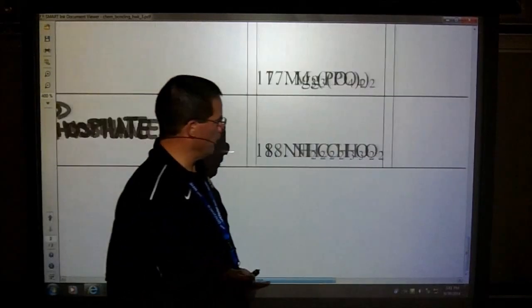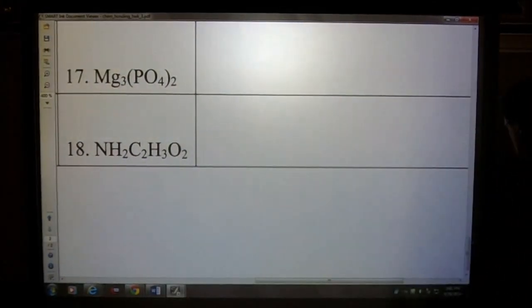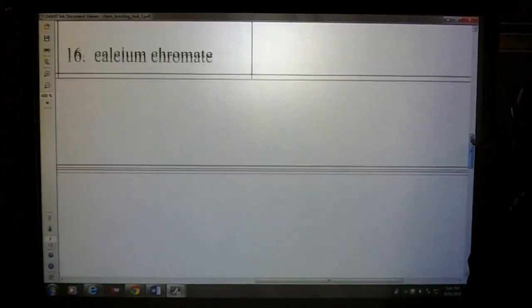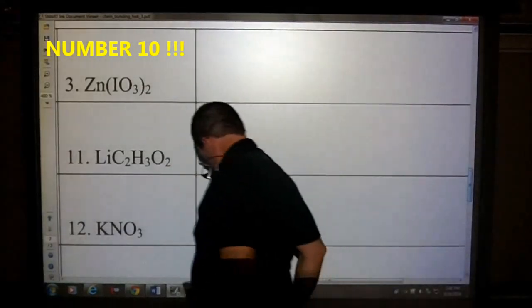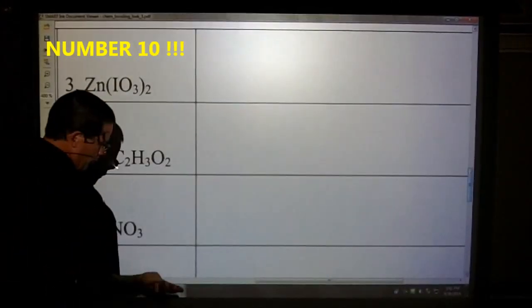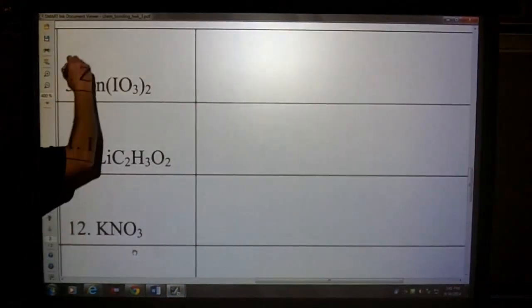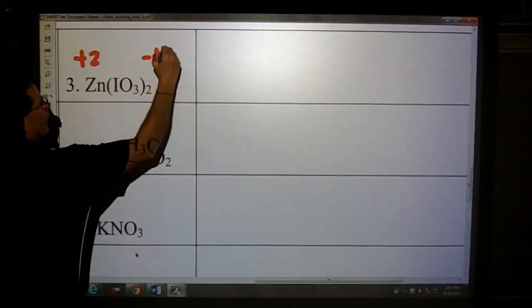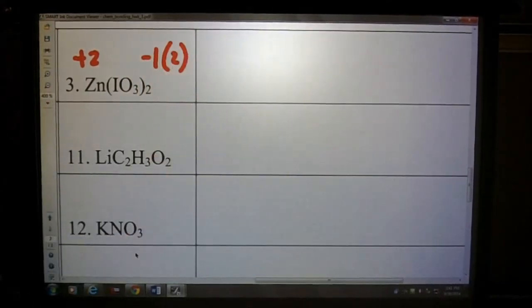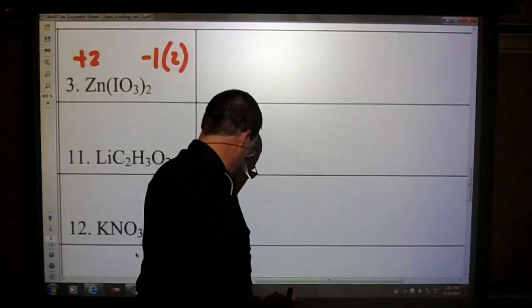So let's take a look at the other side. Okay. So where are we at? Number 3. So here we have zinc, again a transition metal, but it only has a +2 charge. So we're okay to use that for right now. And IO3 is iodate, that's why there's 2 of those. Okay. So charges are balanced, +2, -1 times 2.